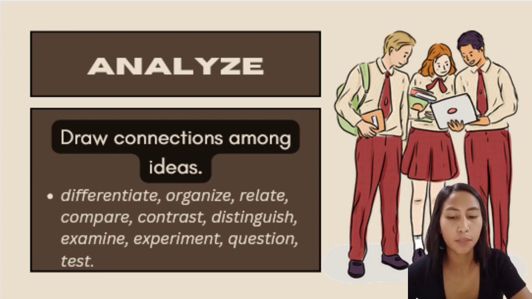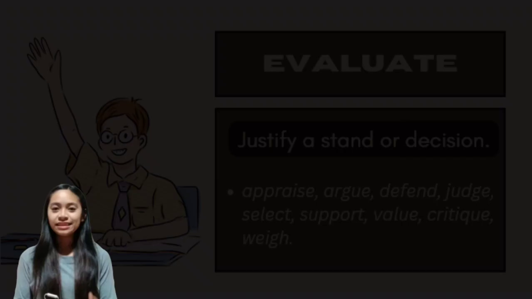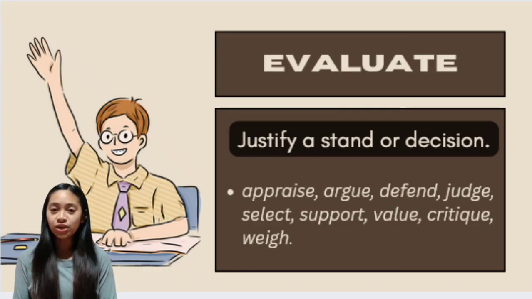The first one is differentiating, which means distinguishing the important from the unimportant, or the relevant from the irrelevant parts of the presented materials. The second one is organizing. It involves identifying how elements fit or function within a structure. And lastly, attributing, which means determining a point of view, bias, values, or intent underlying the presented materials.